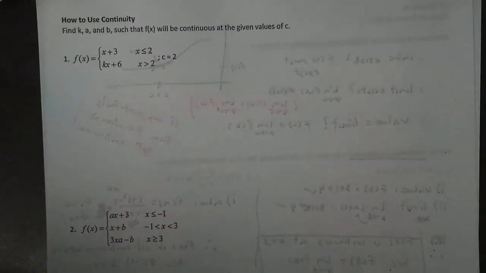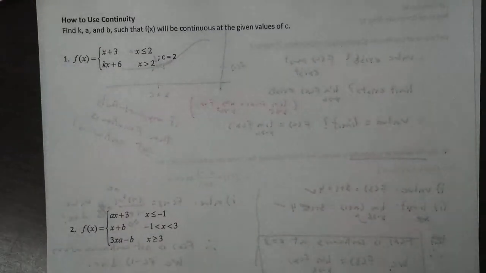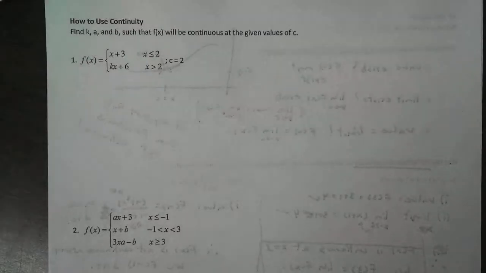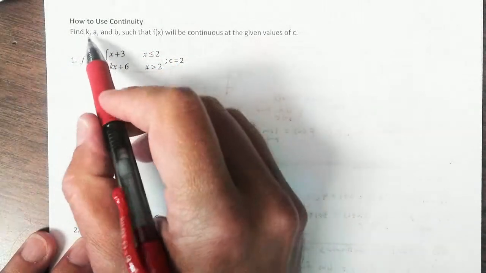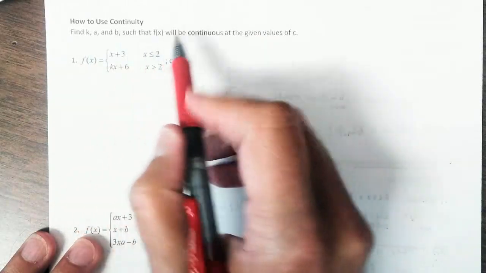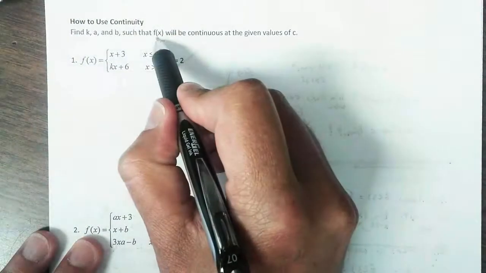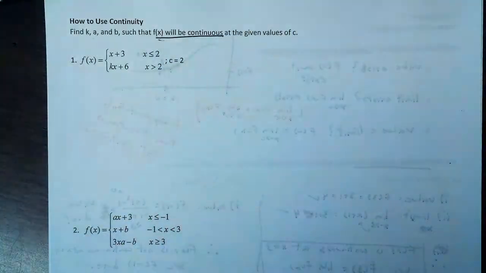Welcome to part 2 of our lesson on continuity, day 1. So when we're working with continuity, one of the things that sometimes people ask us is they'll give you a function and then they'll say find some variables k, a, and b such that it says that, and if you notice here, it says that f of x will be continuous at that value of c.